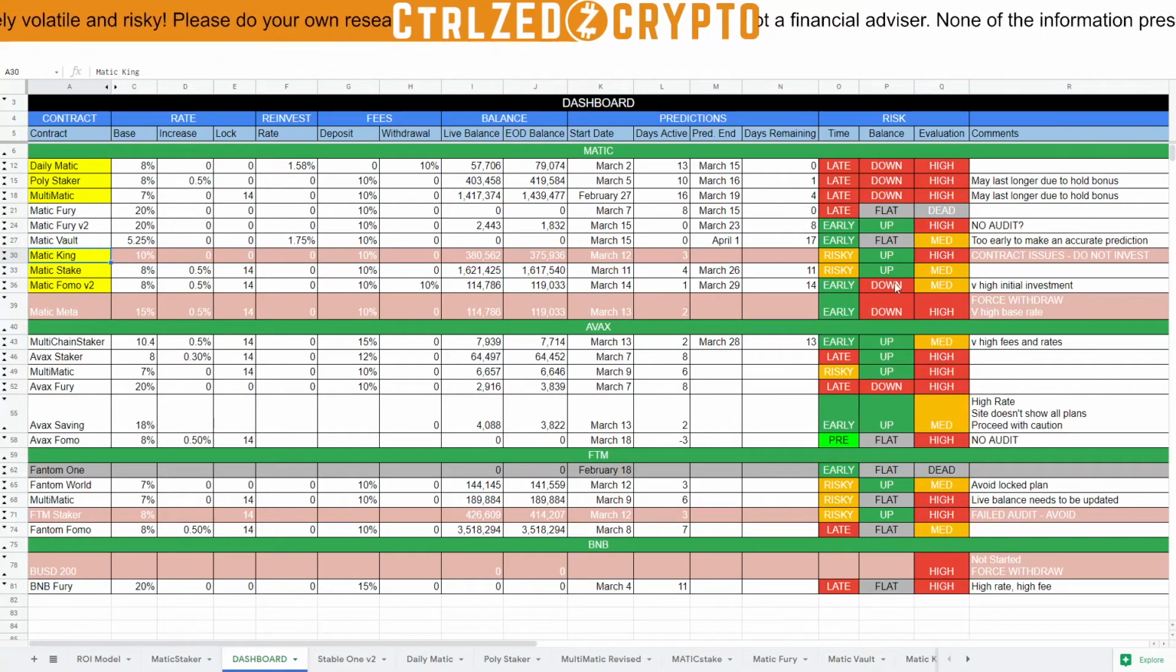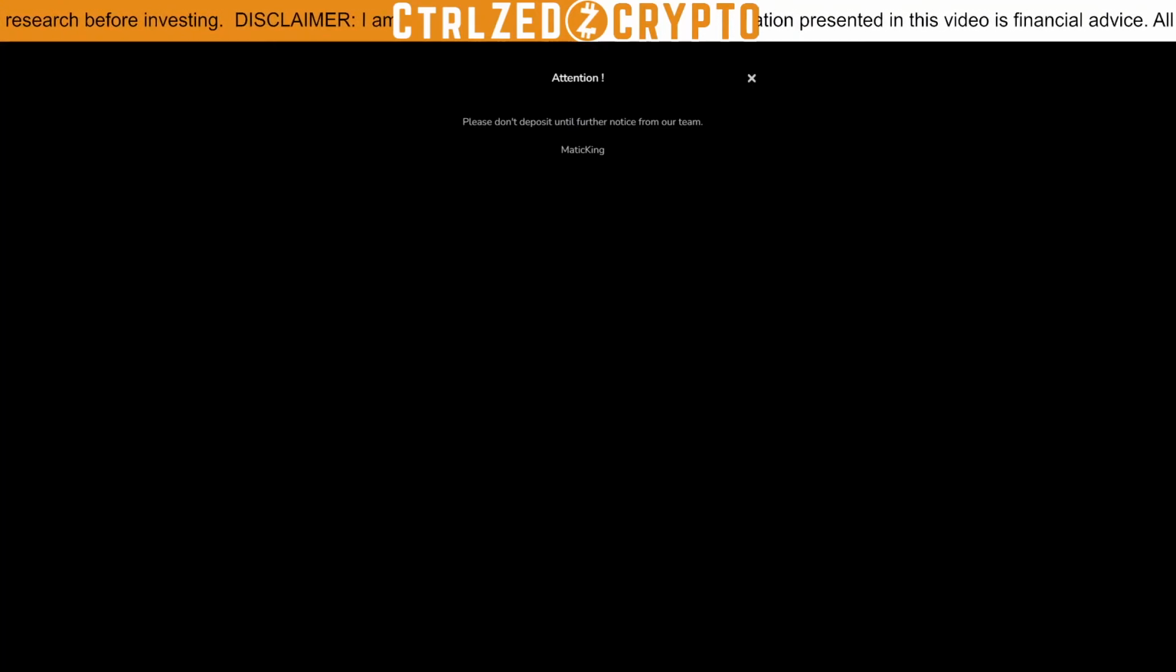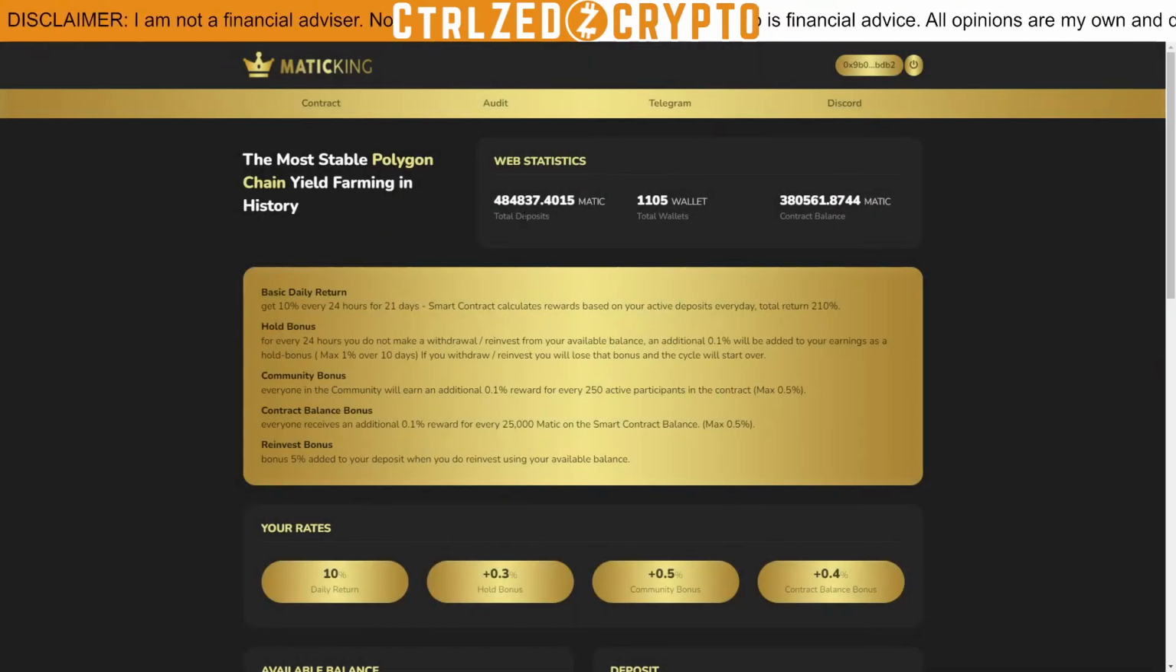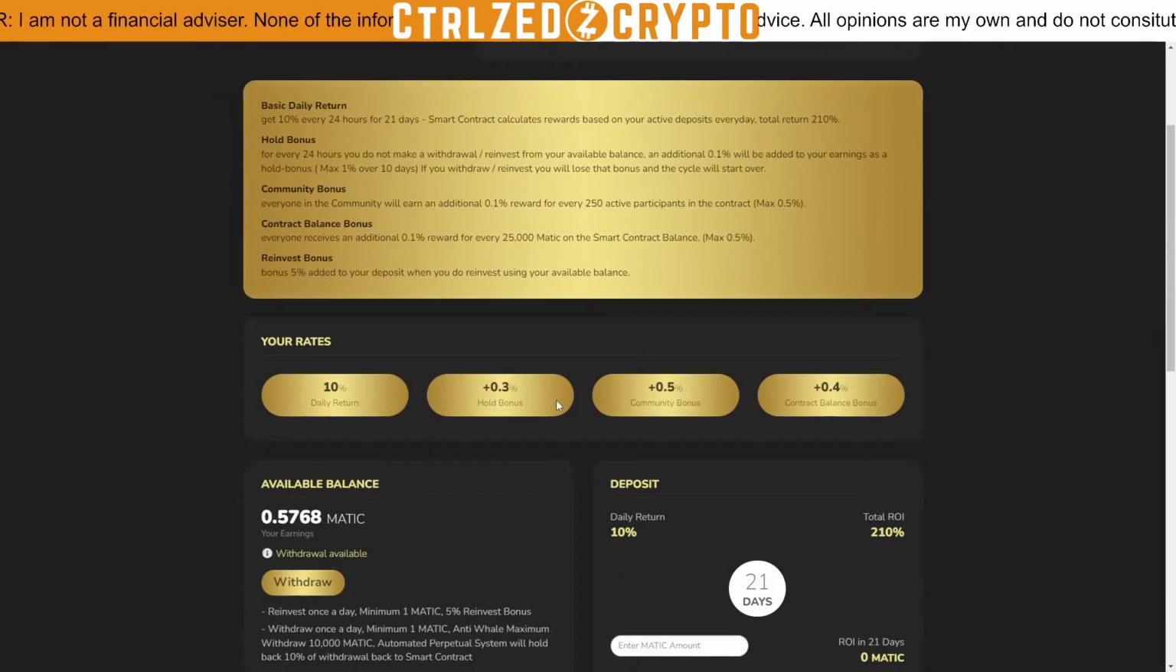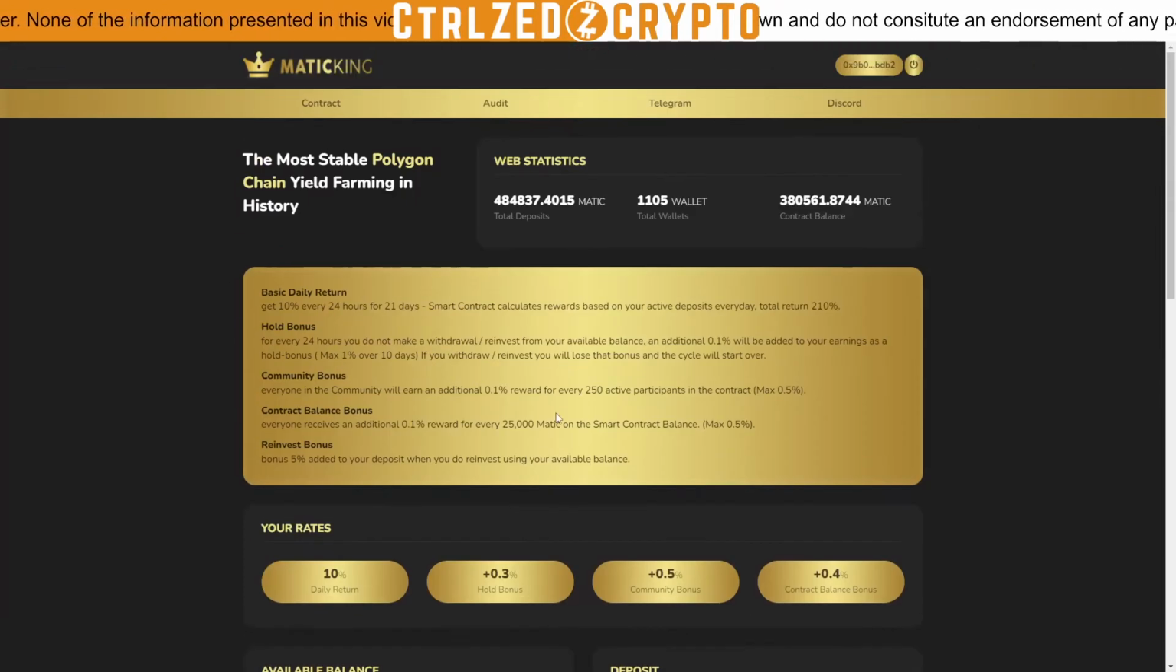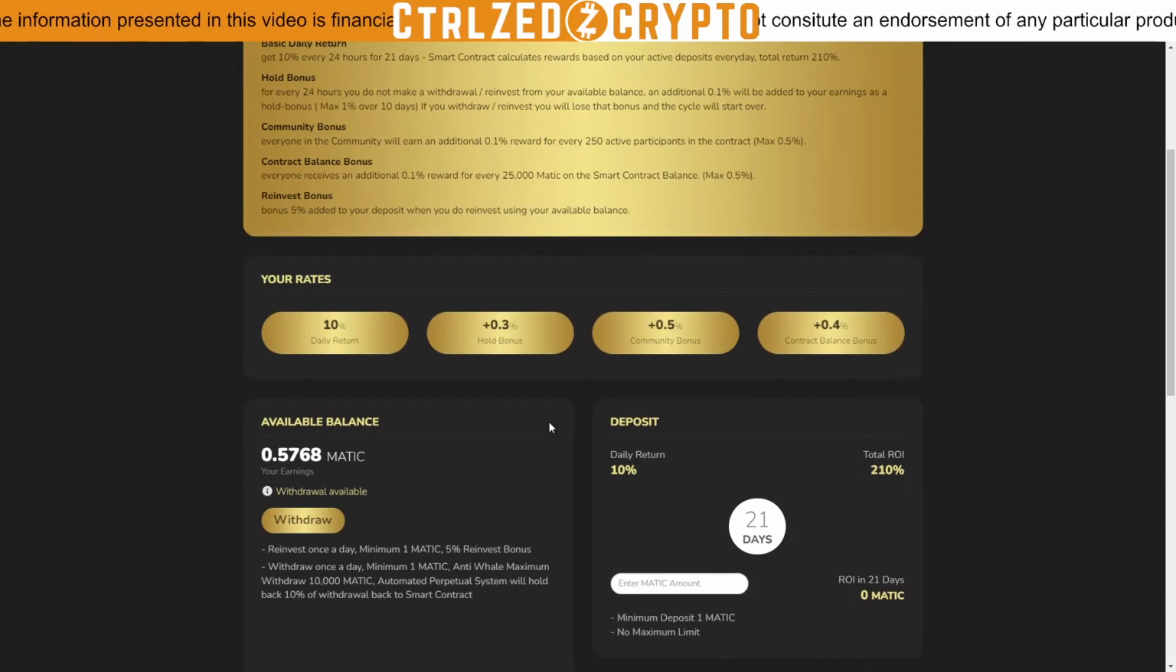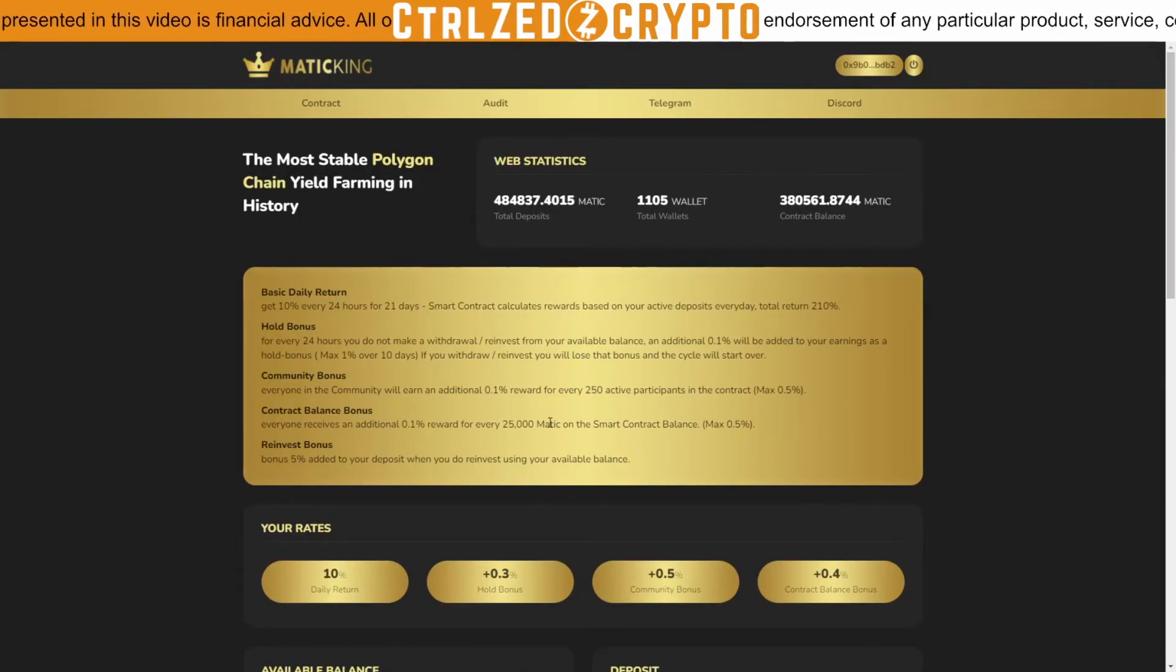Matic King is still flagged as red with contract issues, so it's a big do not invest. In fact, if you go to the site, they will tell you don't deposit until further notice. They can't fix this. I don't follow any of their socials or anything along those lines, but it is a smart contract. It's on the chain. It's immutable. It can't be changed. So it is what it is.